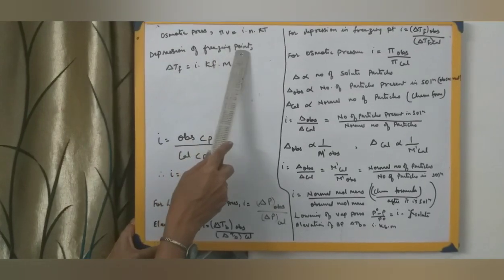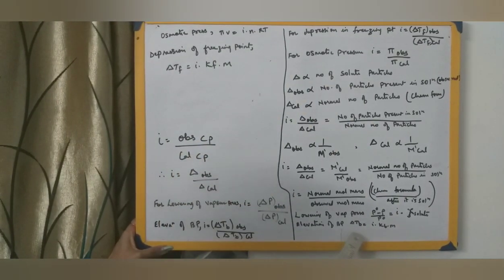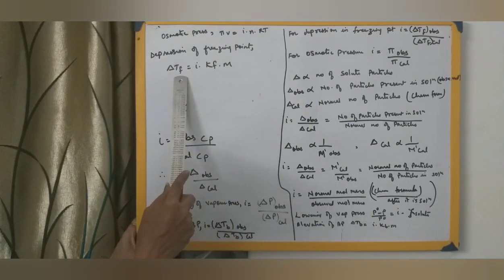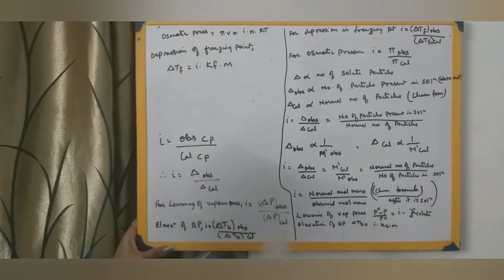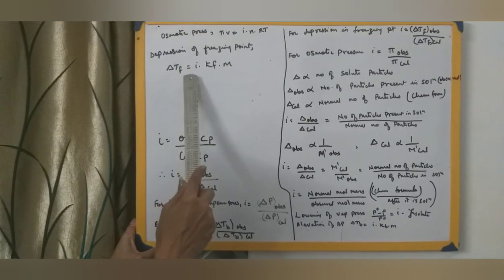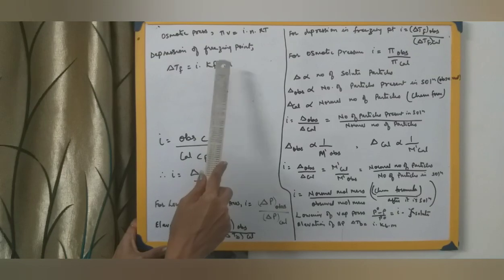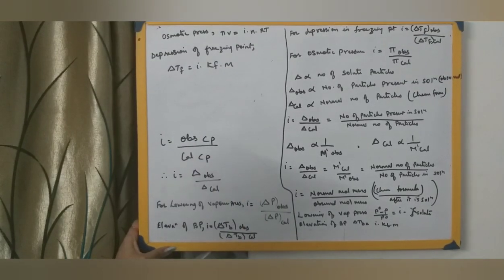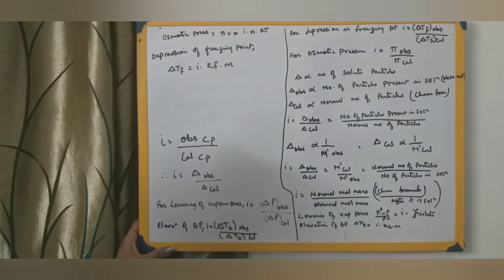Then depression of freezing point, which is the same as your elevation of boiling point, that is delta Tf, the lowering of the temperature, that is i is equal to Kf into m, where Kf is a constant, that is the cryoscopic constant, into molality.